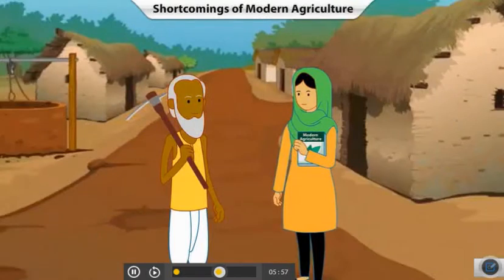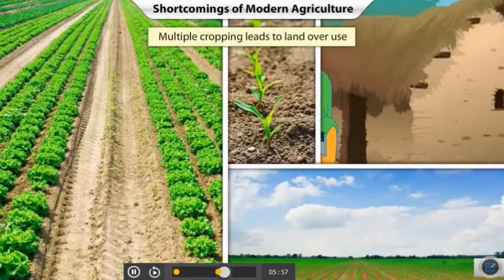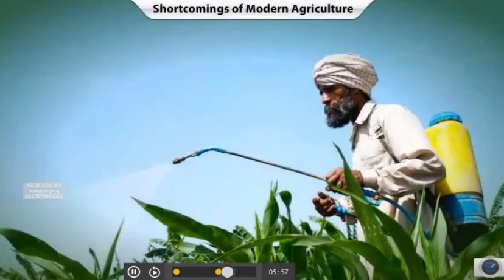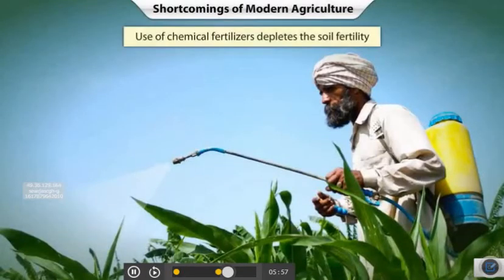There is no doubt that modern farming techniques have helped to increase the yield. However, like everything else, these modern techniques come with a set of challenges. The biggest challenge comes in the form of land overuse, especially when farmers practice multiple cropping. In order to improve productivity, the farmers use chemical fertilizers and pesticides, but these tend to deplete the fertility of the soil.